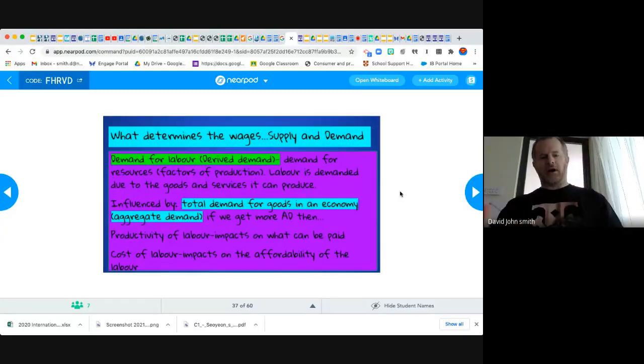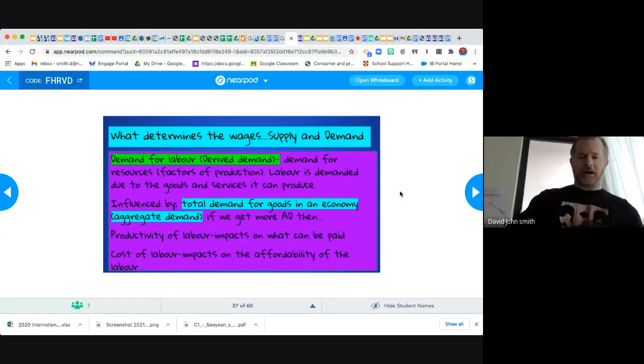Demand was derived demand. Demand for the products, the goods and services caused the demand for the labor. And I use the example of hats. So if there was an increase in demand for hats, then there's an increase in demand for the people who make hats. We also talked about how if there was an increase in aggregate demand, an increase in total demand in an economy, then you would expect to see an increase in the demand for the people who manufacture the goods and services. Same basic idea.